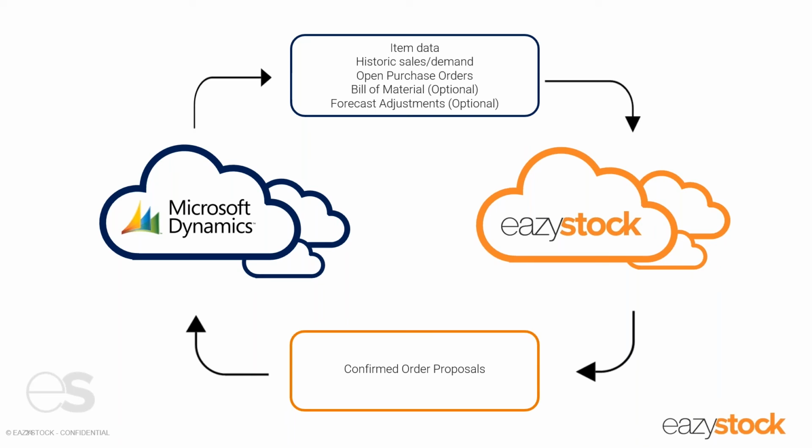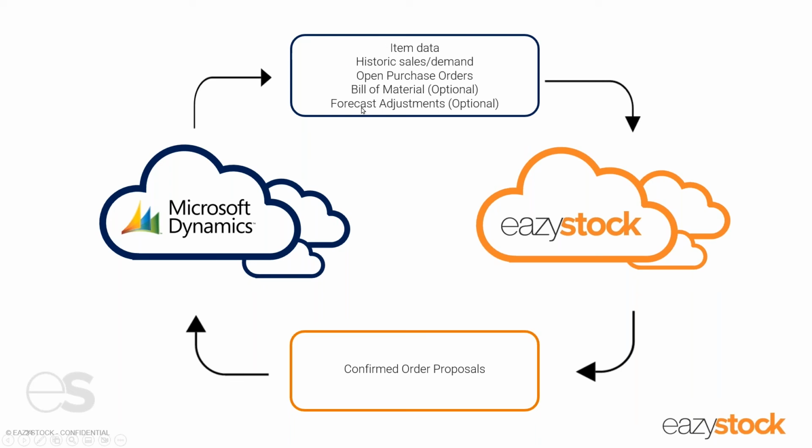And then that fourth file there is going to be the forecast adjustments, which is optional as well. But if you want to make adjustments to your forecast, you can do that within your Microsoft instance and not necessarily through EasyStock, although you can do it through EasyStock as well.